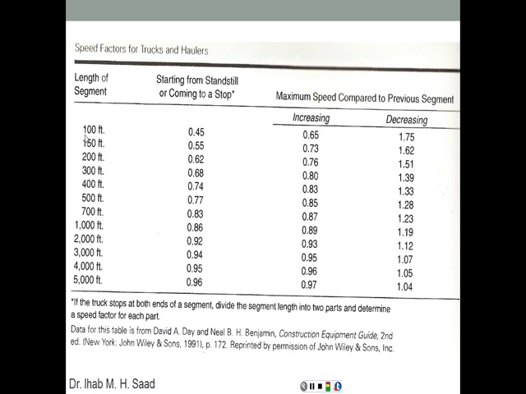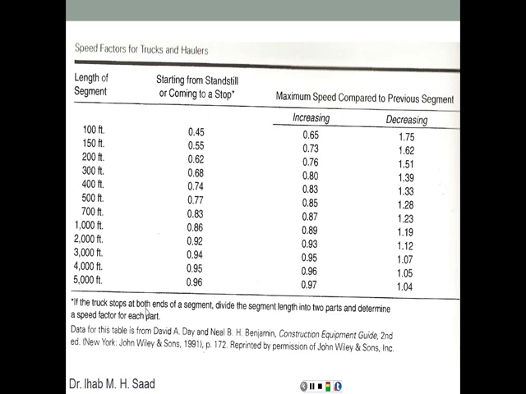If the length of the segment is only 100 feet, it has to start and stop in 100 feet. It hasn't gained enough speed. But if it's moving 5,000 feet, it's going to gain 96% of its maximum speed. Here it's going to have only about 45% of its maximum speed. And then we're going to have to compare whether it's coming from a stop and going uphill, or coming from a stop moving downhill. Is it increasing or decreasing speed? We're going to see all of these in a problem in a moment.